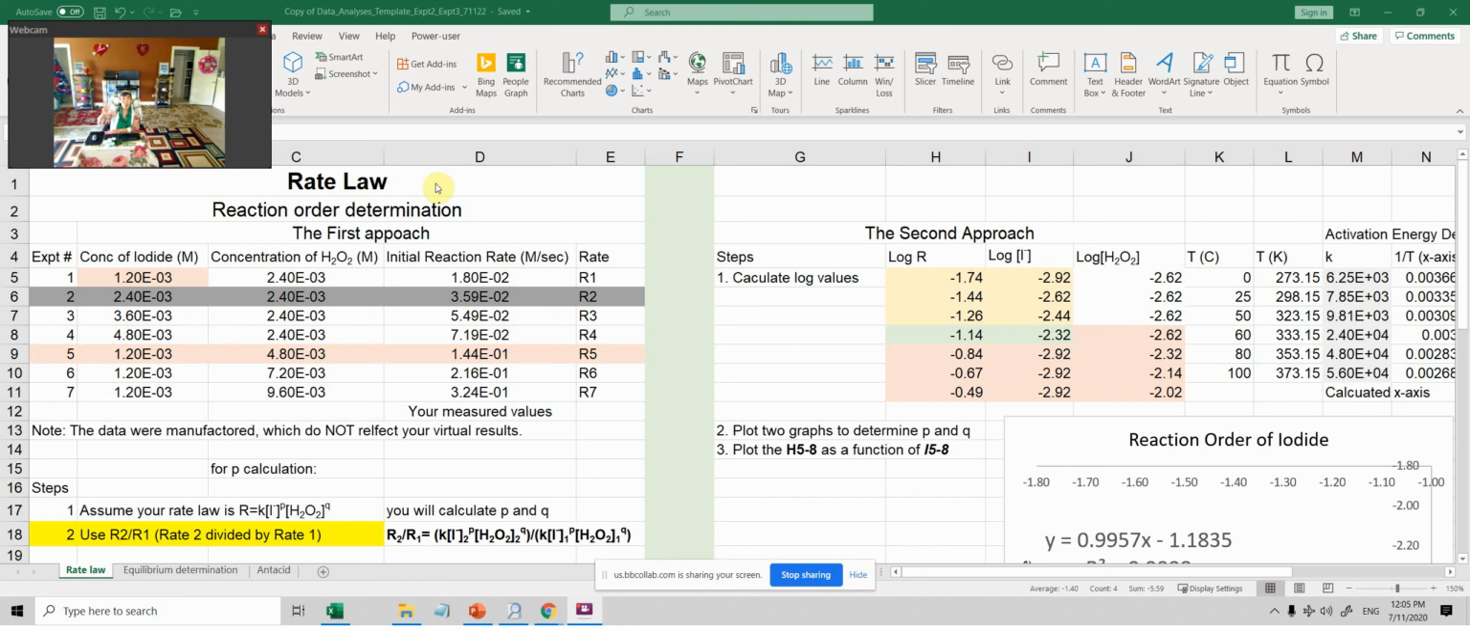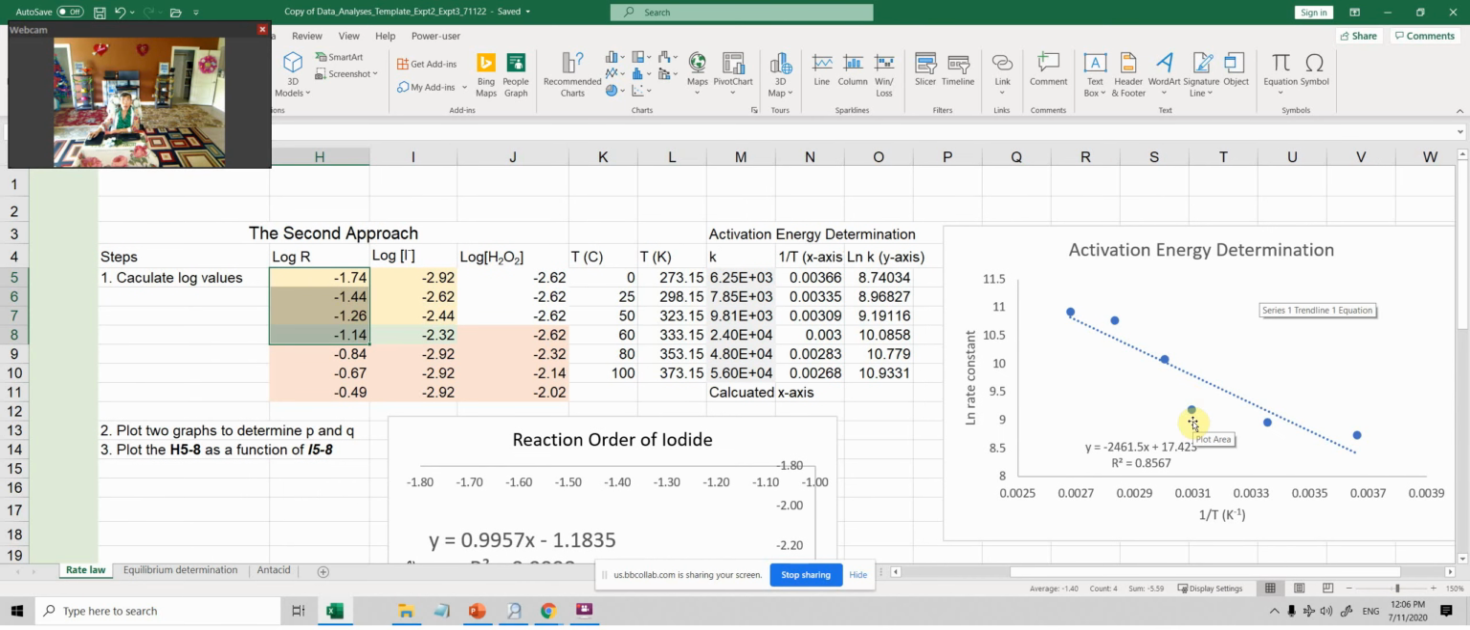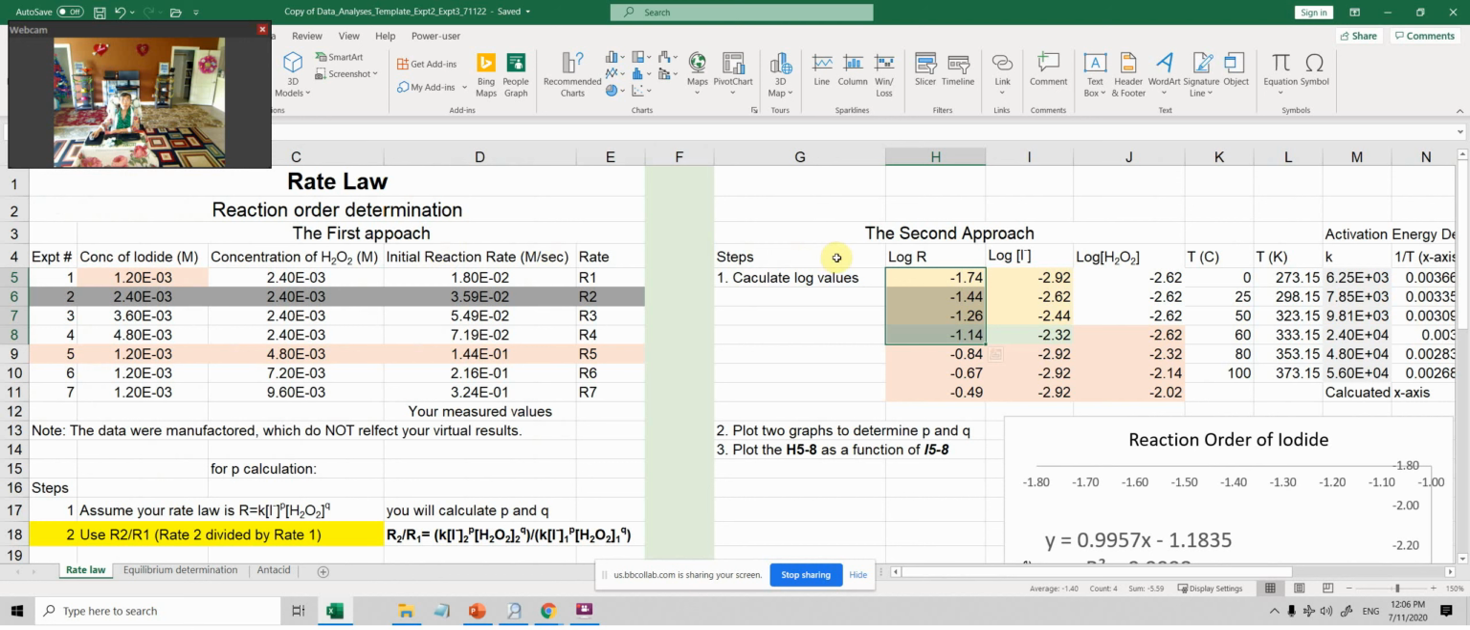So this lecture will discuss three topics. The first one is about reaction order determination, the first approach, and then the reaction order determination and the reaction rate constant determination using graphs. The very last one will be the activation energy determination by using a plot. In this plot, you are going to use ln rate as a function of 1 over T. Three key points: activation energy determination and the rate law determination.